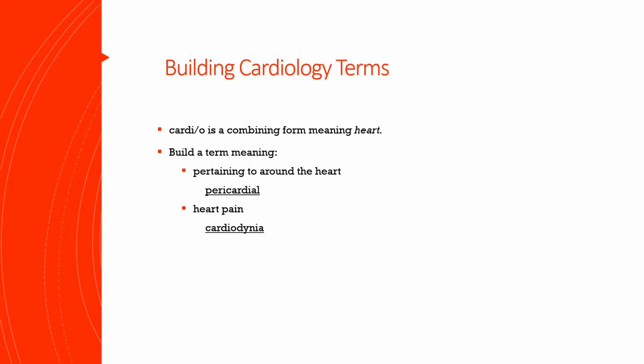Cardio is the combining form that means heart. Pertaining to around the heart is pericardial. Heart pain is cardiodynia. Corono is another combining form that means heart, so coronary means pertaining to the heart.